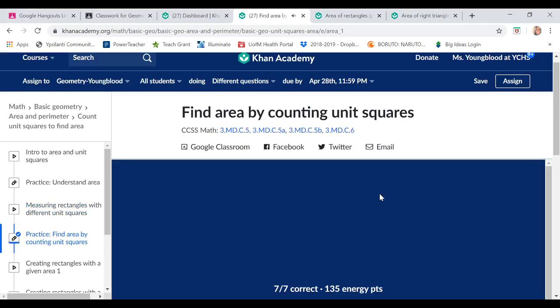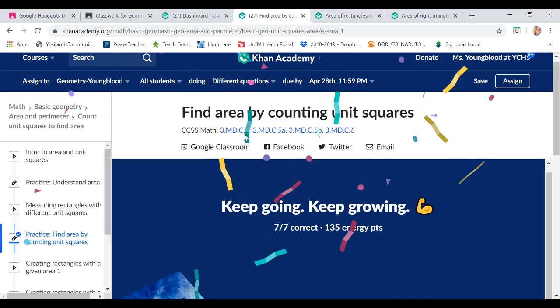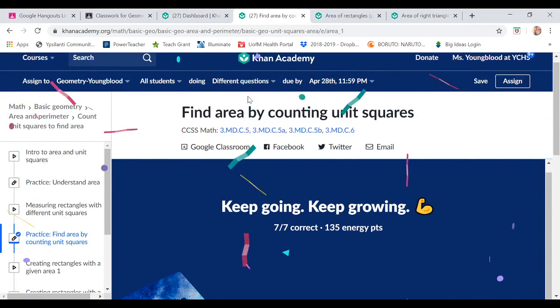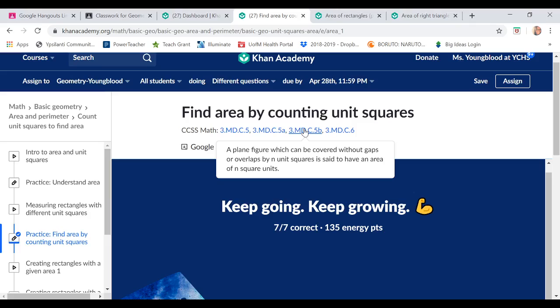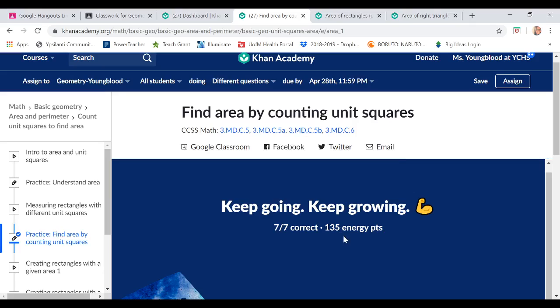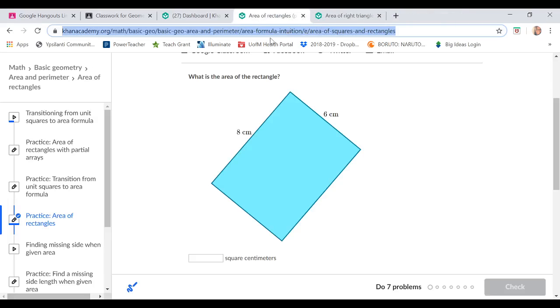Awesome. Okay. So again, the purpose of this practice set, which is not assigned to you, was just to review what area is, which is the space inside of a figure. So in the next practice set, we're actually going to look at areas of rectangles.